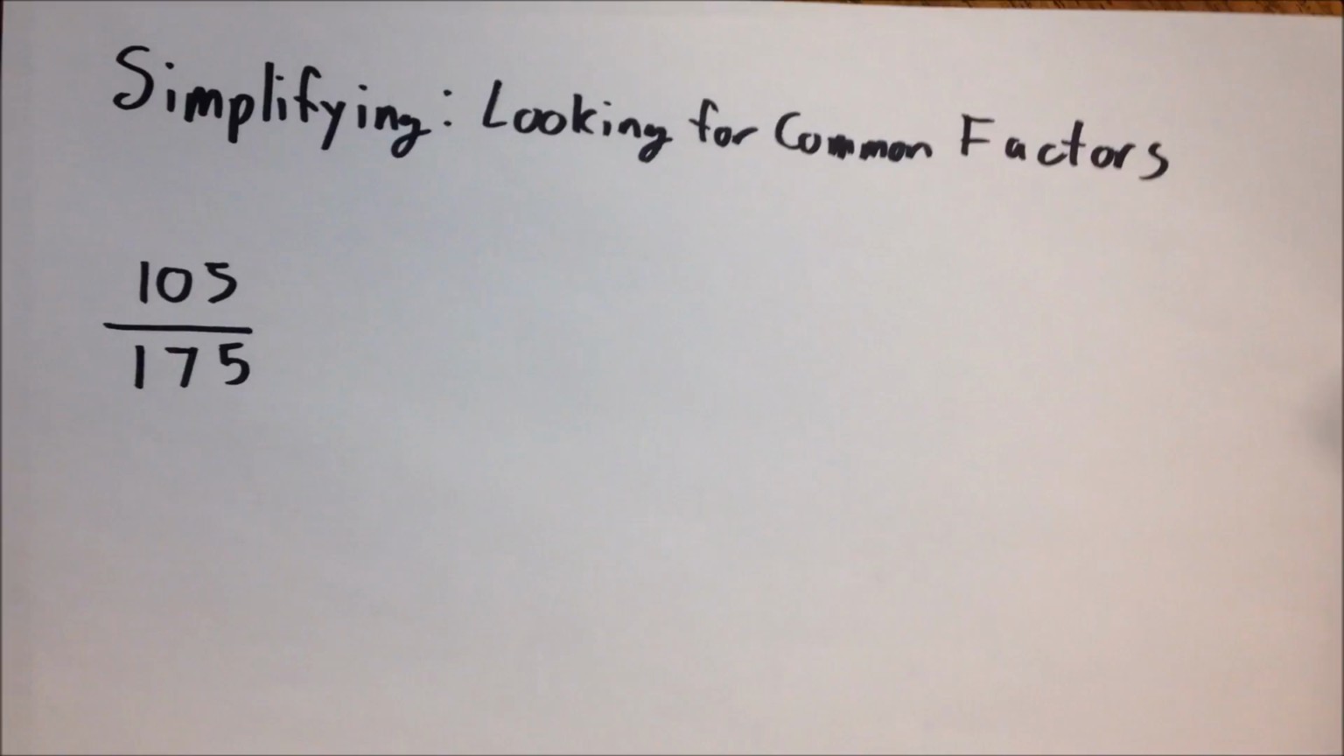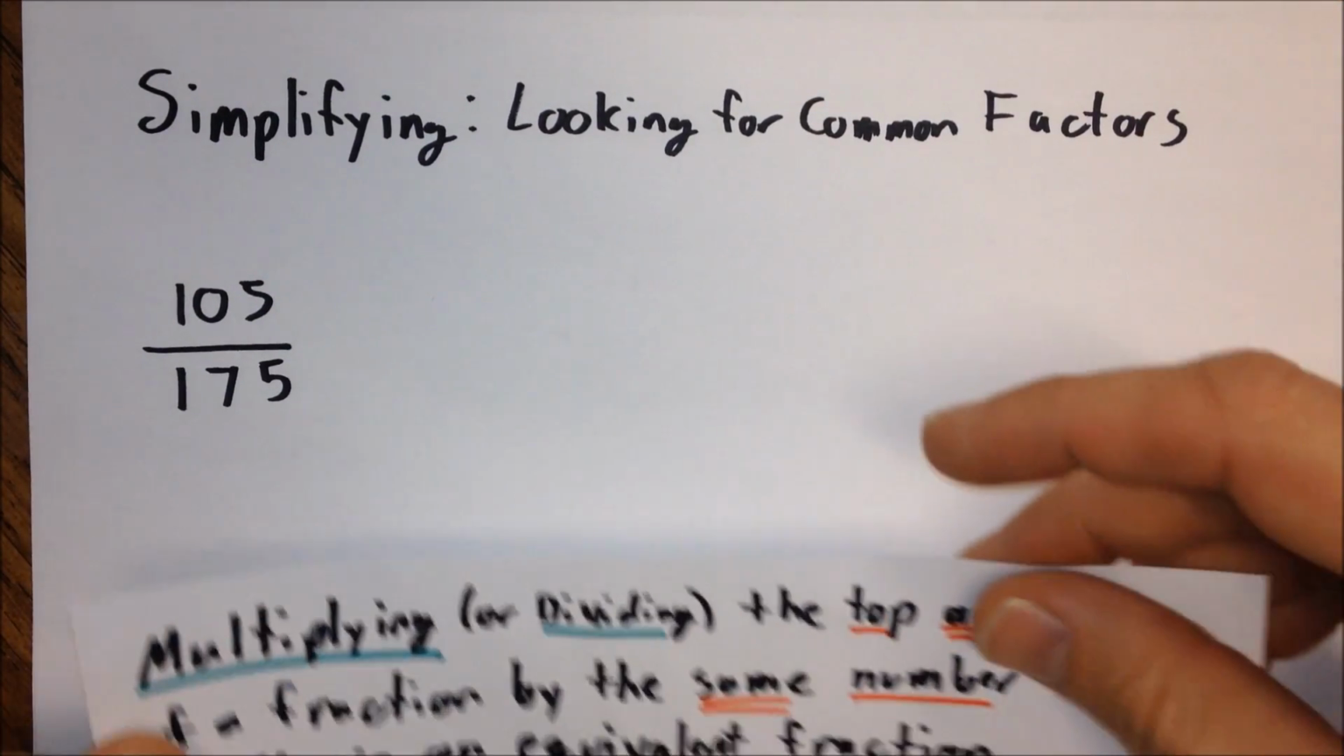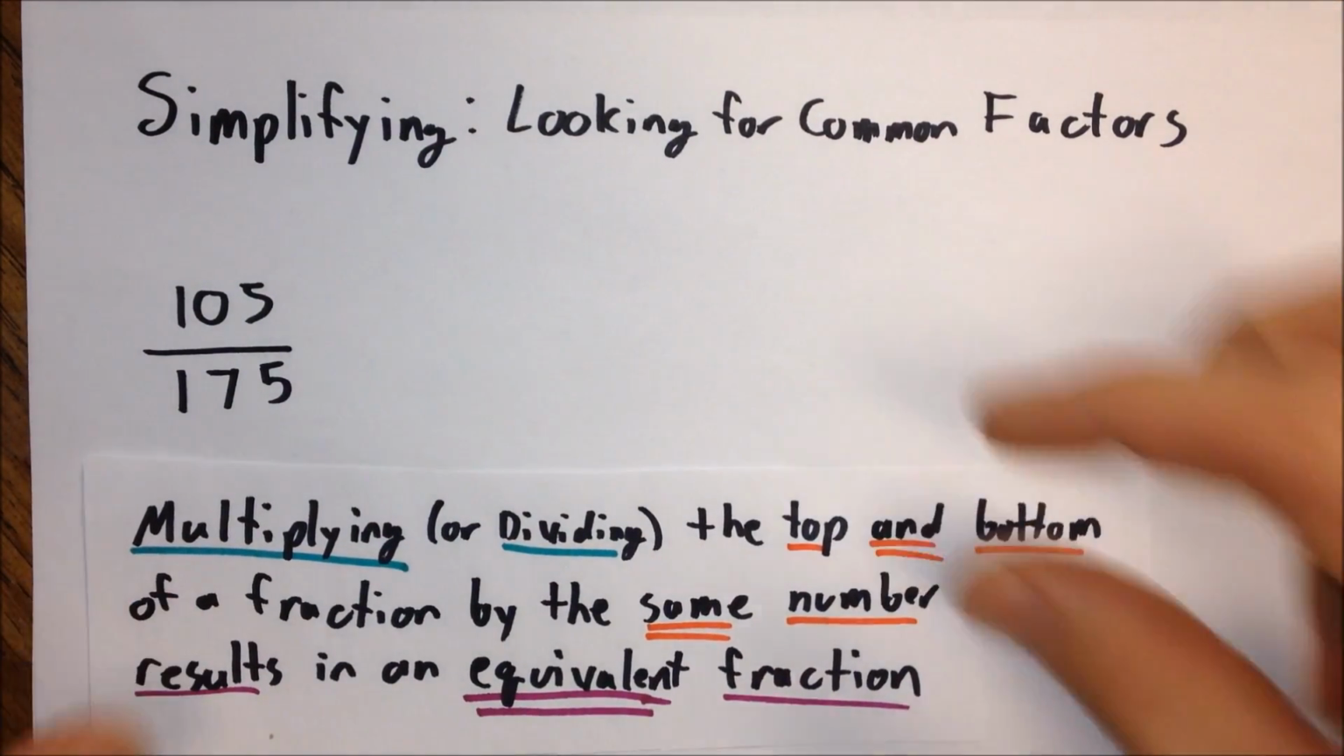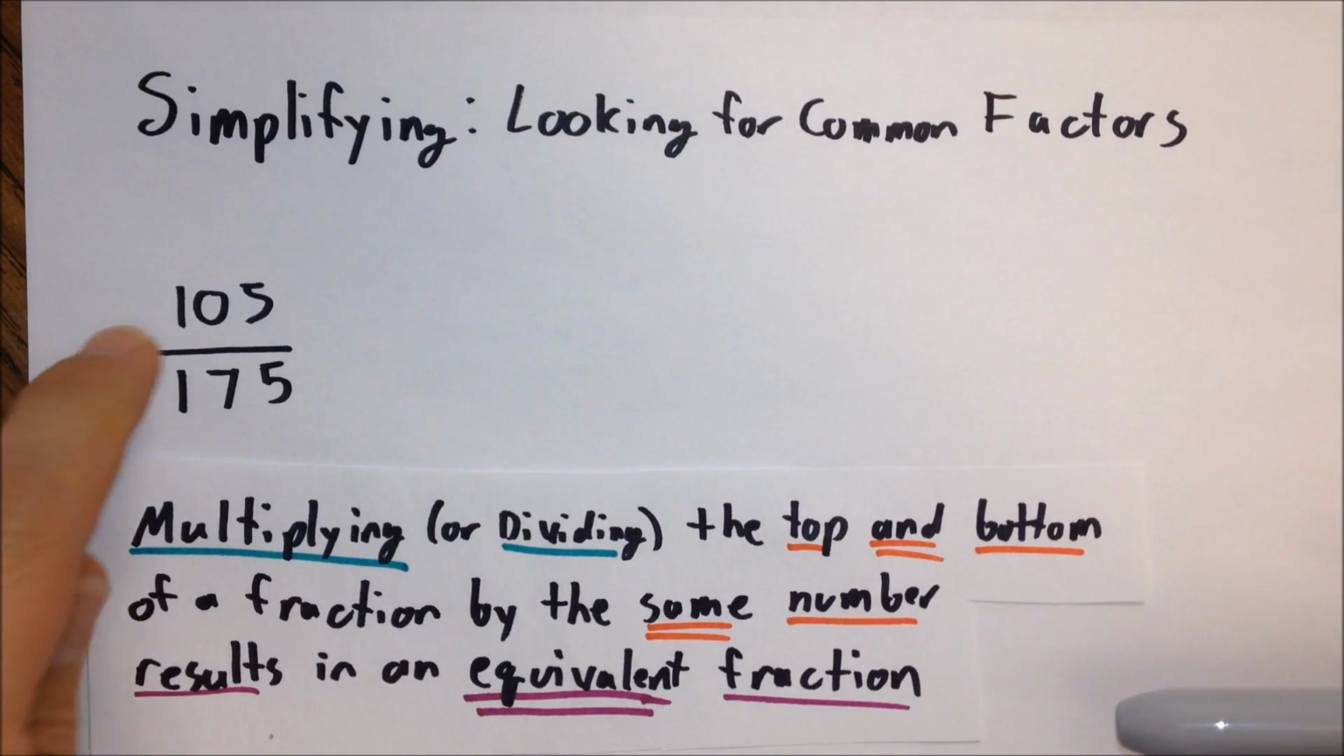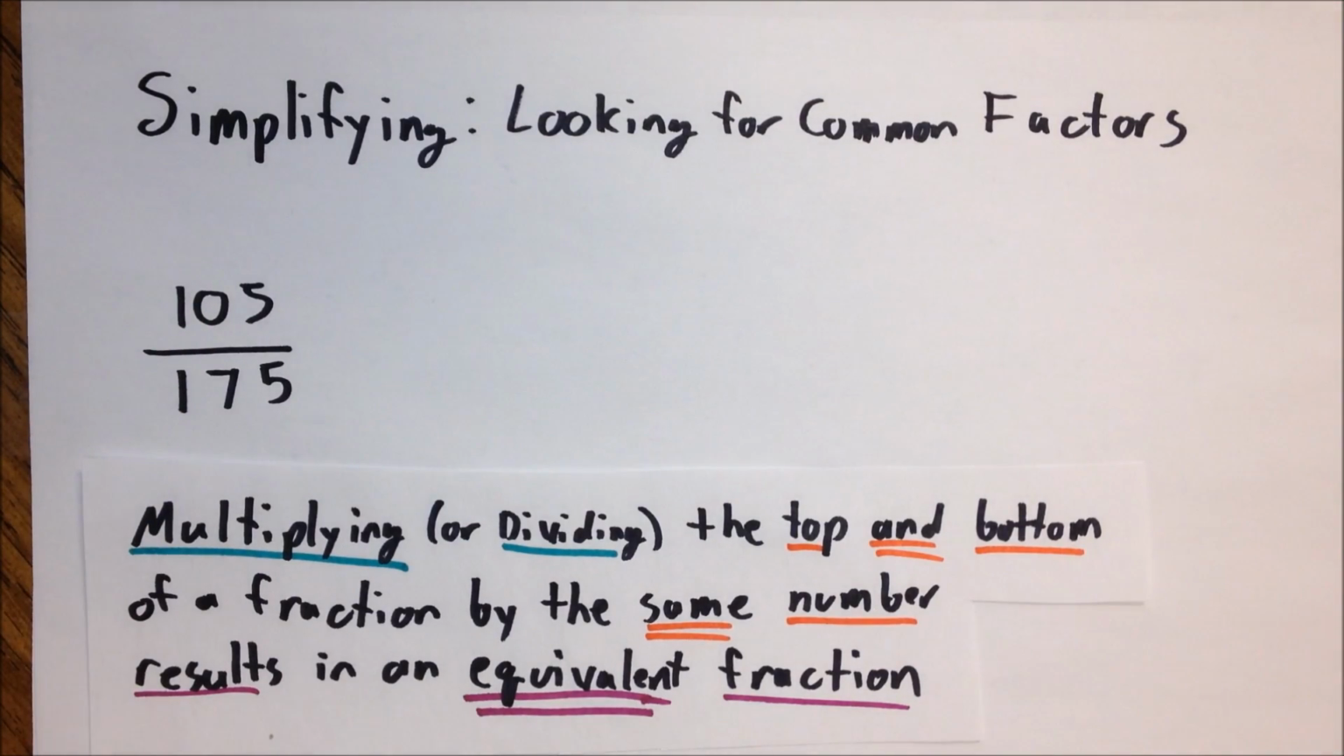What we really want to do is simplify fractions. And we want to do this by using our principle, which is that we can multiply or divide the top and the bottom of a fraction by the same number to get an equivalent fraction.